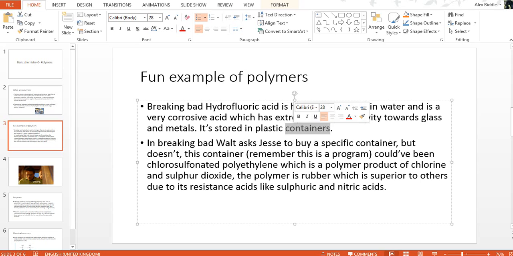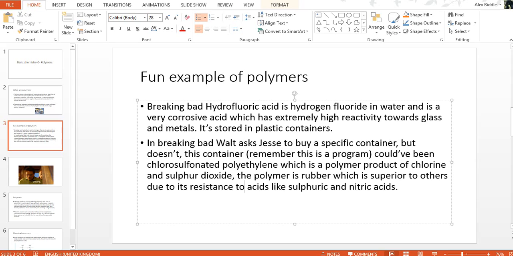Now, I'm sure from the program that the container that Walt wants is chlorosulfonated polyethylene, which is a polymer product of chlorine and sulfur dioxide. The polymer is also a rubber and is superior to others due to its resistance to acids like sulfuric and nitric acids.